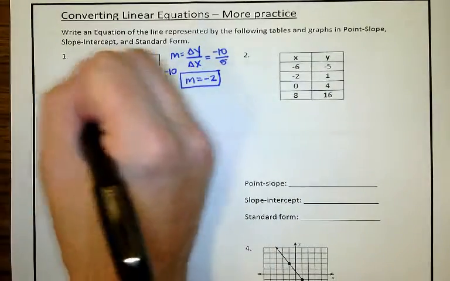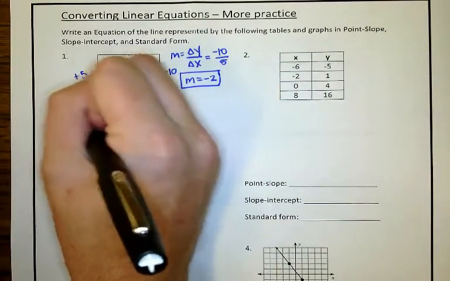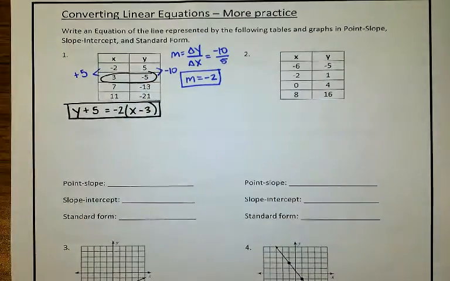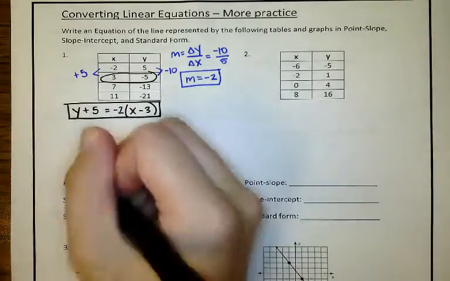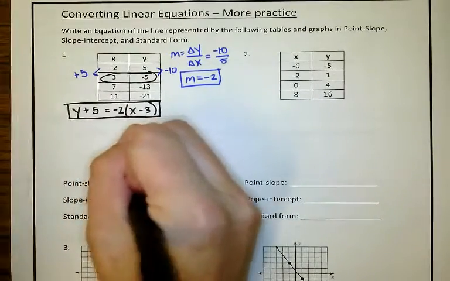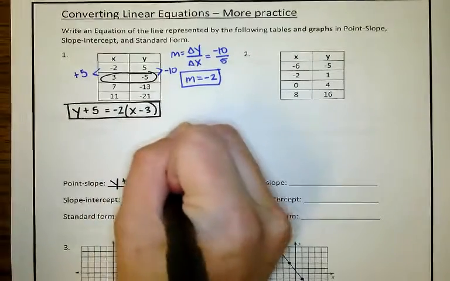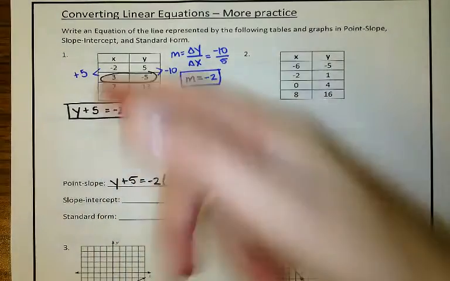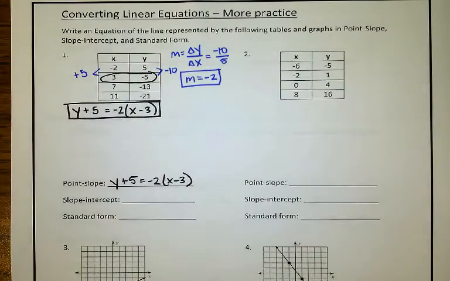In the last class, I actually used this first point, so it was y minus 5 equals negative 2x plus 2. Okay? So here we had y plus 5 equals negative 2x minus 3. There are actually 4 fully correct answers here just based on the table alone for your point slope form. For your slope-intercept and your standard form, there's only one right answer.